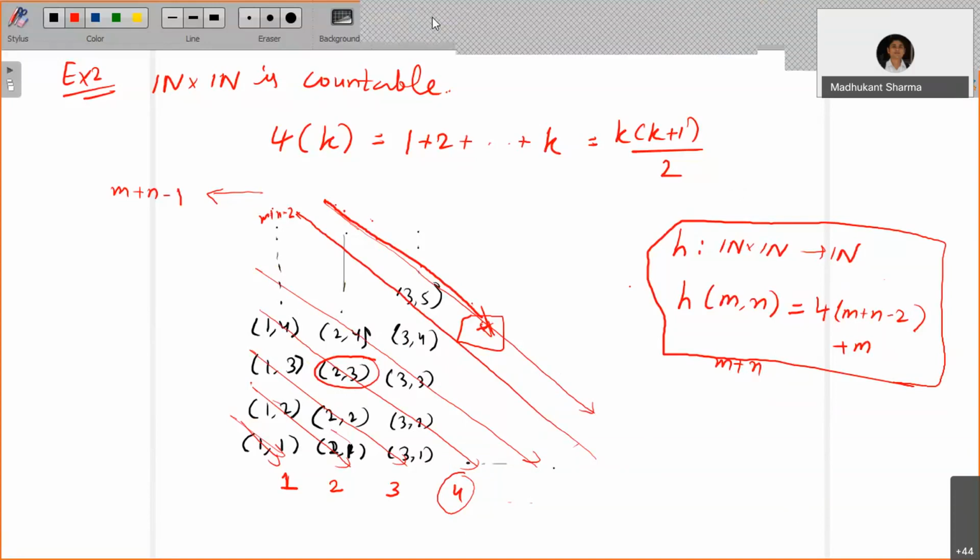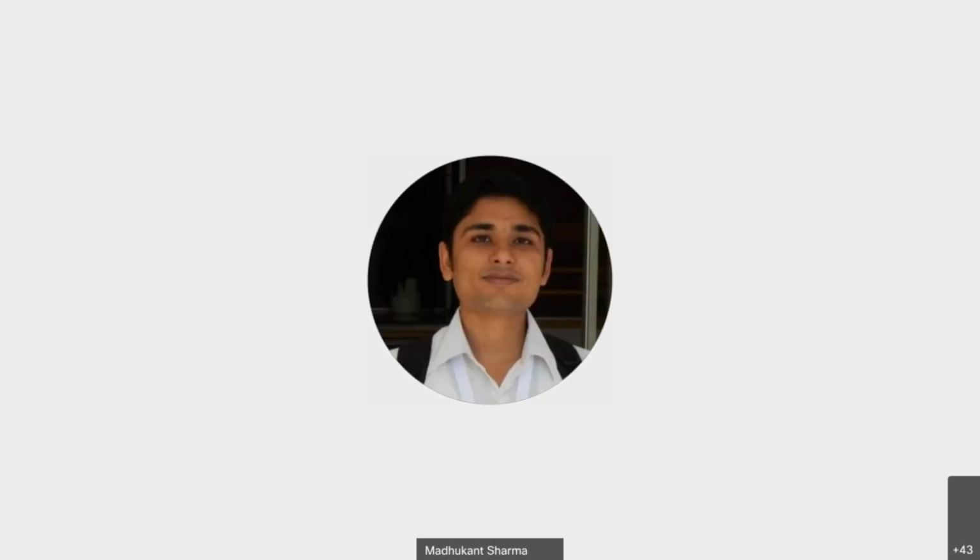Sir, he is asking what we have to find in this question. In this question, we have to find a bijection from N cross N onto N, so that we can show that N cross N is a countable set.